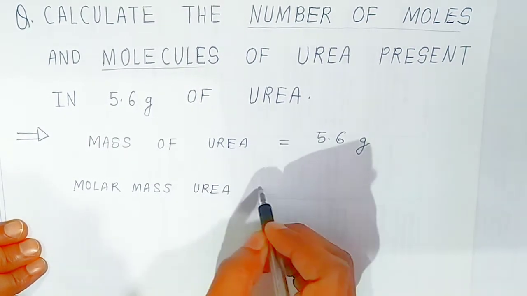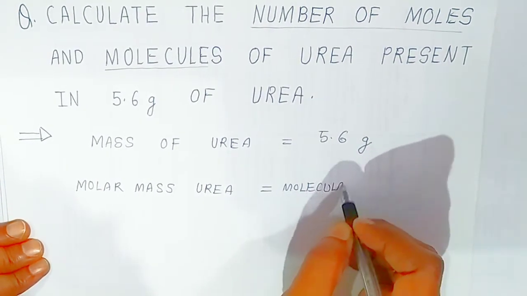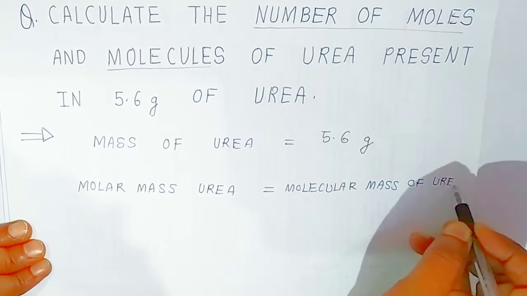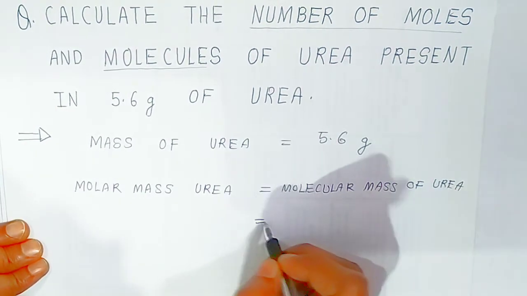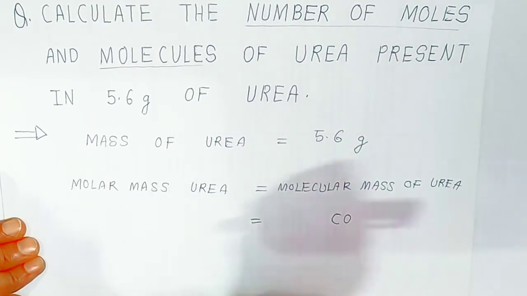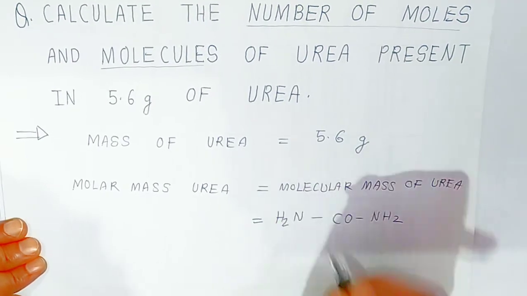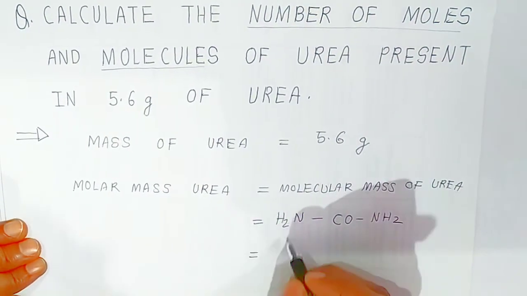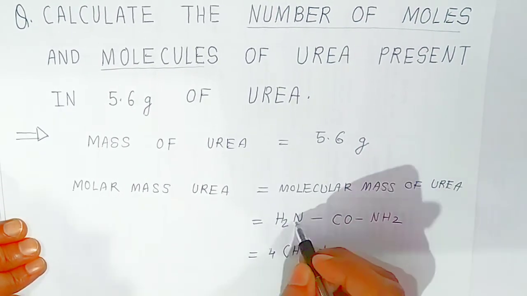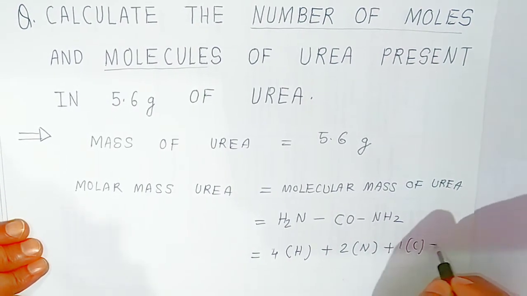For that, students, you should know the molecular mass of urea. For getting the molecular mass, you should know the formula of urea. What is the formula, students? The carbonyl will be at the center and 2 ammonia groups will be present here. So this is the molecular formula of urea. When you see the number of hydrogen, there are total 4 hydrogens. Plus, you will find 2 nitrogens are there. Carbon is 1, oxygen is 1.